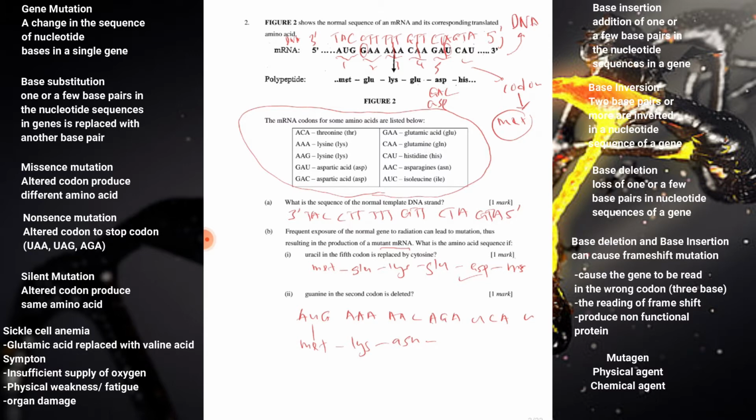Okay, here no for AGA. Okay, cannot. UCA cannot. So the answer is methionine, lysine, and acetins.